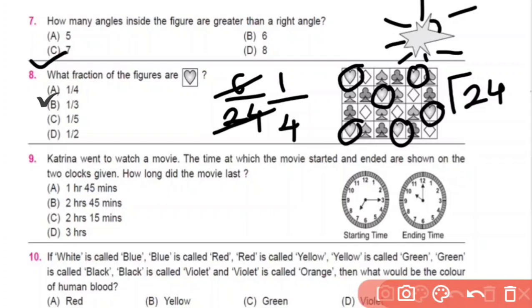Question number 9. Katrina went to watch a movie. The times at which the movie started and ended are shown on the 2 clocks given. How long did the movie last? First clock showing 7:15. And ending time is 10 o'clock.